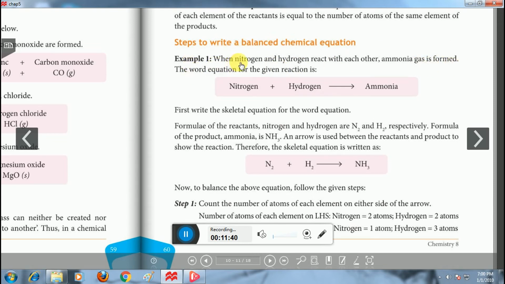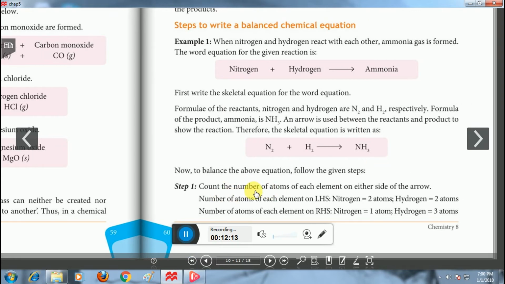And you have to narrate these observations this way. Nitrogen plus hydrogen gives you ammonia. That will become your word equation. Now you have to write the skeletal equation. You should mention everything in its molecular form, as we have already discussed that molecules have independent existence but not atoms. So nitrogen N2, hydrogen H2, ammonia NH3.